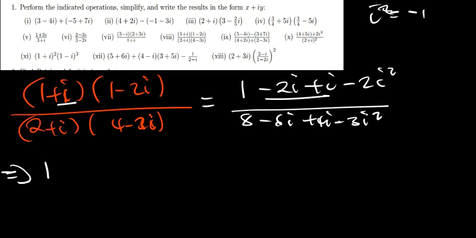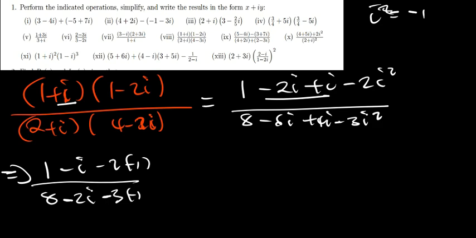Okay, so now I'm going to simplify further to say 1, then the negative 2i plus i is negative i. Then negative 2, here there is i squared, so I'll put negative 1, then I'll divide it by 8. I've got 8, and then I'll have negative 6i plus 4, which is negative 2i. And then I'm going to replace i squared with negative 1, like that.